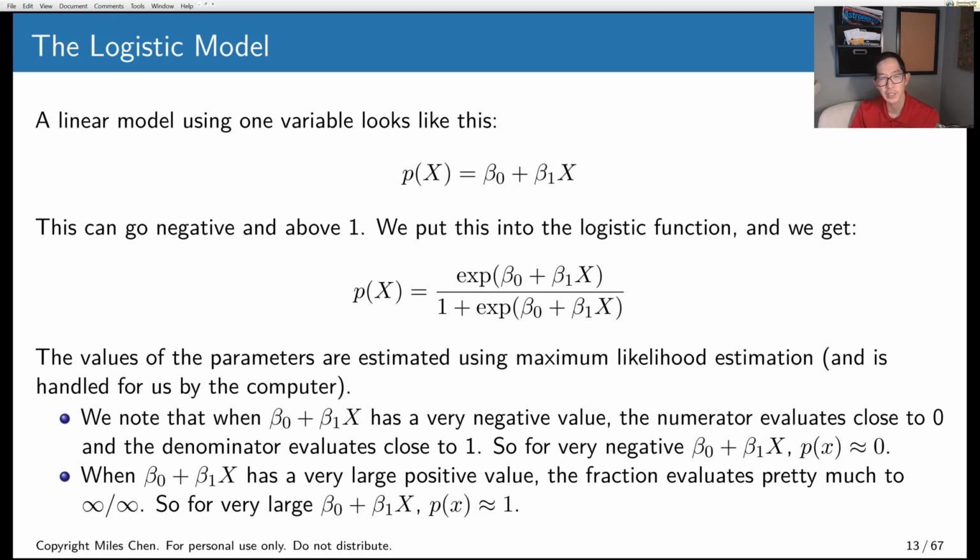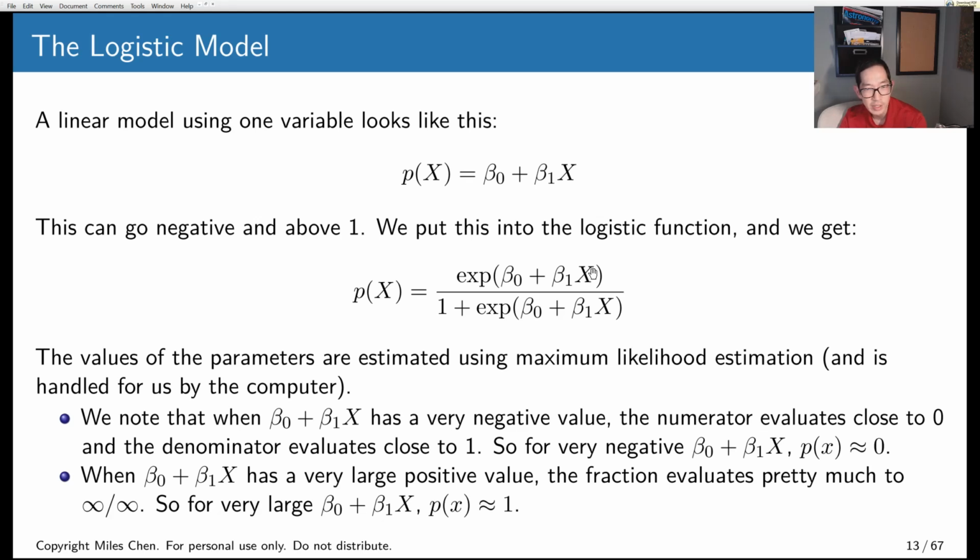If we fit a linear model for one variable, it would look something like this: the intercept plus slope times x. Being a linear function, it can go anywhere from negative infinity to positive infinity, certainly to values greater than 1. Whereas the logistic function takes that linear component, the intercept plus the slope times x, and puts it into an exponential function in the numerator, divided by 1 plus the exponential function in the denominator.